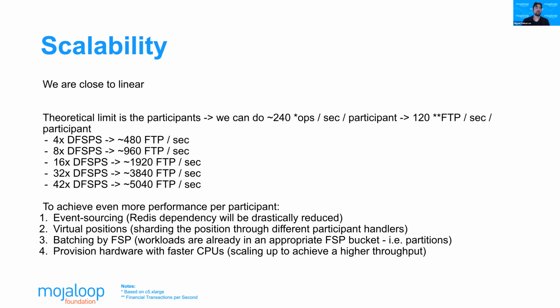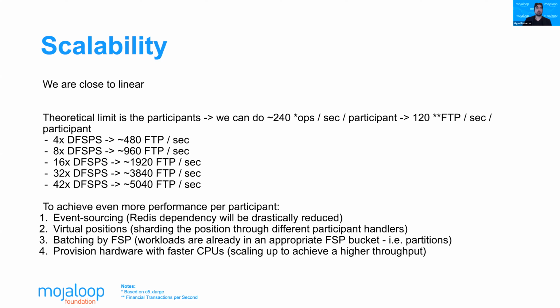Therefore we can do this calculation: with 4 FSPs, we theoretically hit a limit of 480 financial transactions per second. With 8, we hit 960, and that's really good because we're hitting 1,000 pretty much on the dot with 8 FSPs, as you saw on the previous slides. With 16 FSPs, we should be hitting around 1,920, and we're just 20 TPS away from that, sitting at just over 1,900. So we are pretty much matching this model, which is a really good place to be.